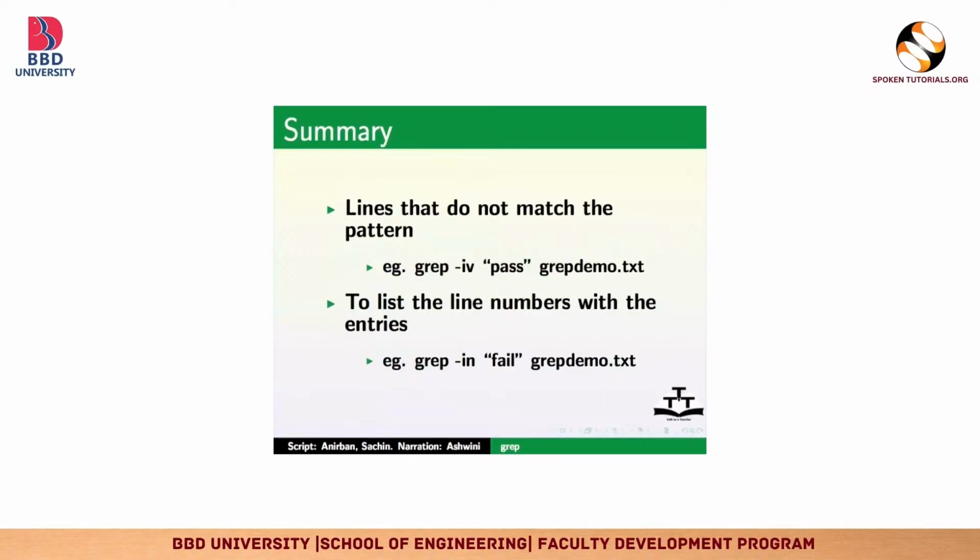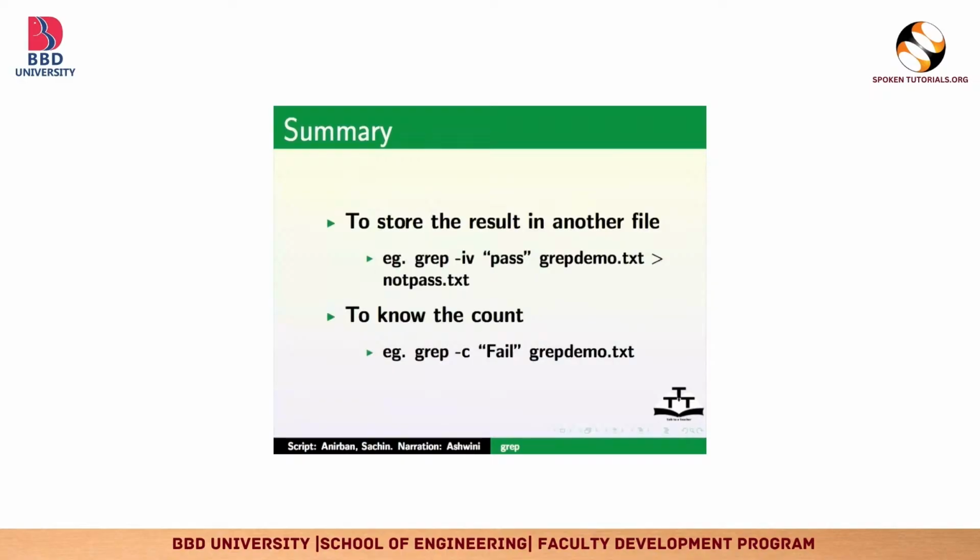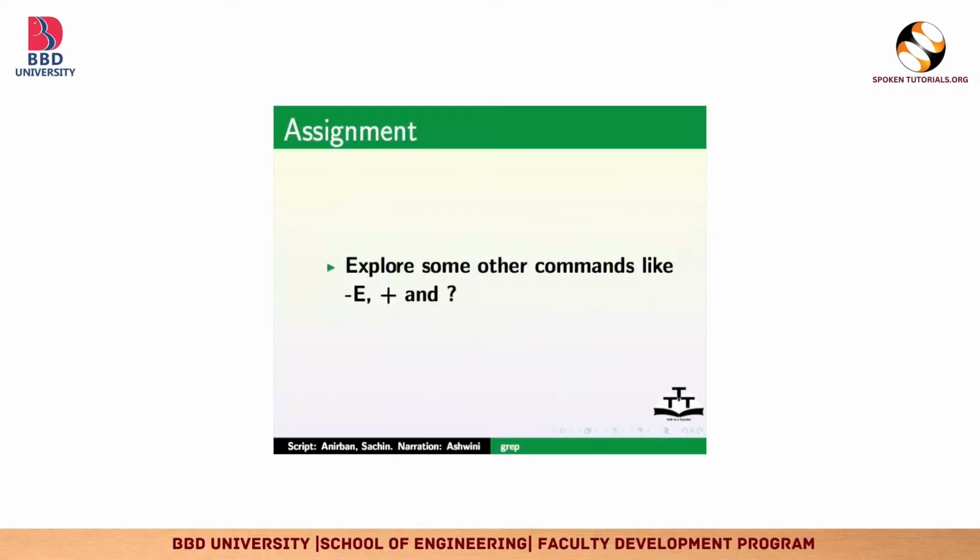to list the line numbers with the entries, example grep -in fail grepdemo.txt, to store the result in another file, example grep -iv pass grepdemo.txt greater than sign notpass.txt, and to know the count, example grep -c fail grepdemo.txt. As an assignment, explore some other commands like -e, plus and question mark.